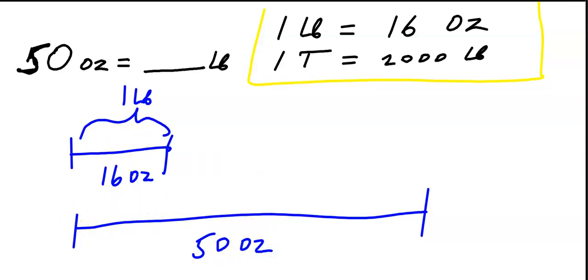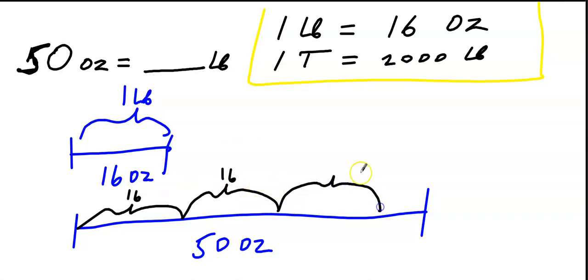Every 16 would be 1 pound. So 16 plus another 16, that's already 32, plus another 16 ounces. So far I have 1 pound, 1 pound, 1 pound. Every 16 ounces is 1 pound. 16 plus 16 plus 16 would be 48 ounces. If you add all three together, you get 48 ounces. So you're missing 2 extra ounces. The extra 2 ounces would have to be added to get to 50.